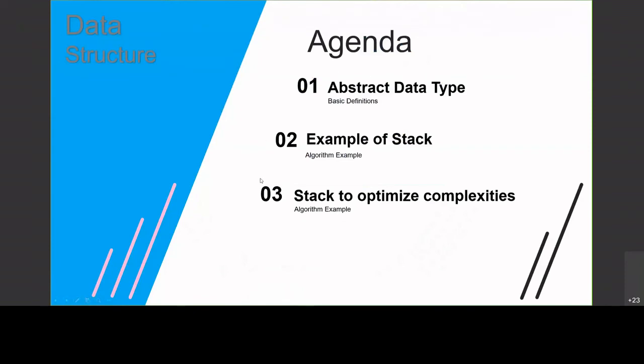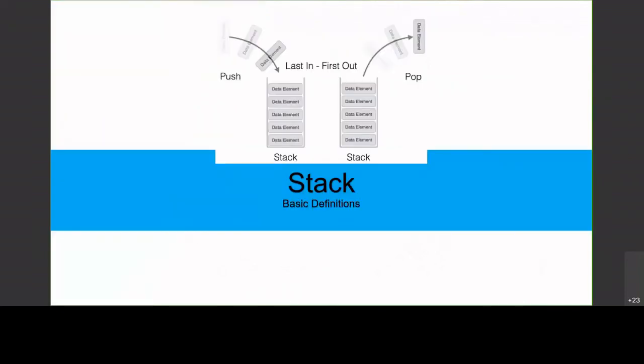So there are three things that we will learn in this section. We will learn about the abstract data type, then examples about stack, and how the stack can optimize some complexity of the algorithm. The idea of stack is what we call last in, first out. This is what I explained in the team project PowerPoint. It is good if you want to find the implementation of this algorithm in the warehouse or inventory.